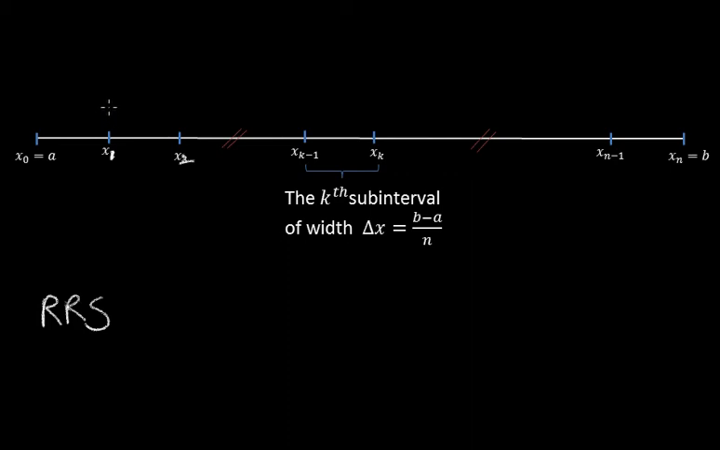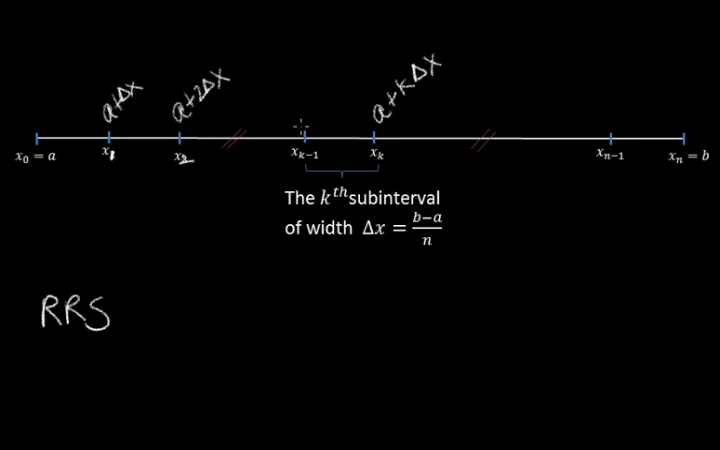x1 is a plus delta x, isn't it? And delta x is (b minus a) over n. x2 is a plus 2 delta x's. Notice, a plus 2 jumps of delta x. x3 would be a plus 3 jumps of delta x, and so we have a formula for x sub k: a plus k jumps of delta x.